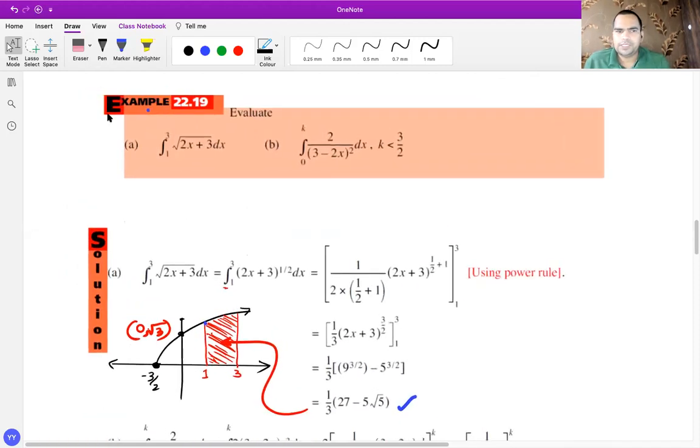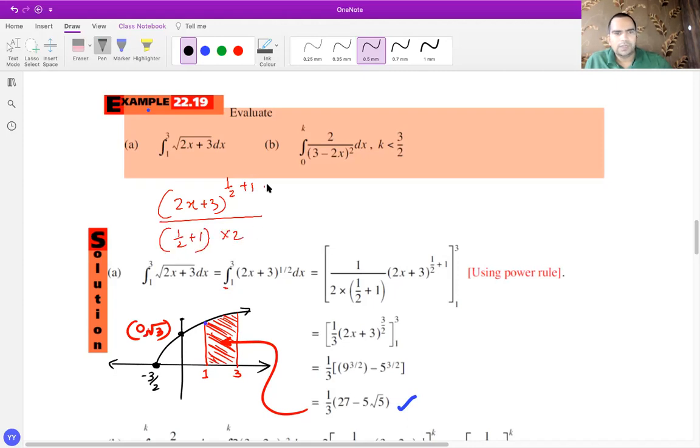So for this problem, once again, you integrate, like when you have the integration of 2x plus 3 to the power half. This becomes half plus 1, divided by half plus 1, and times 2. And then you put the limits as 1 and 3. You get the exact value, which comes out to be like here.